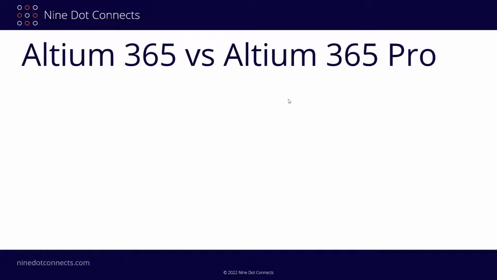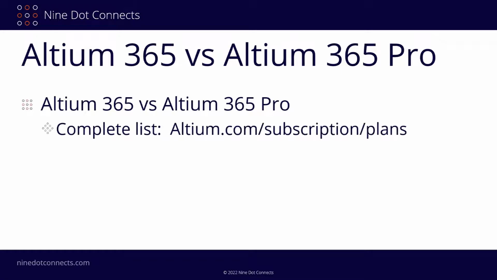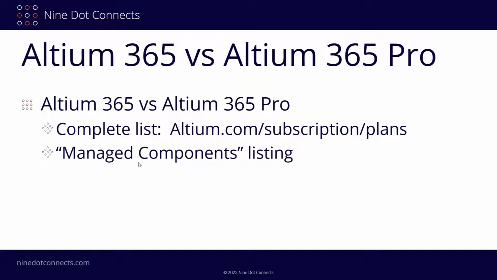Okay. So what's the difference between Altium 365 and the Pro version of it? Well, there's actually quite a few things. And if you want to see the full list, take a look at altium.com/subscription/plans. Okay. And there's a big list. I'll show you all the things you get with the Pro version. It's a little extra money above what you get for free, well, I should say for free, what you get with your normal subscription. The thing we're most interested in is one of those in the chart. It's called a managed component, and I call it a listing here.